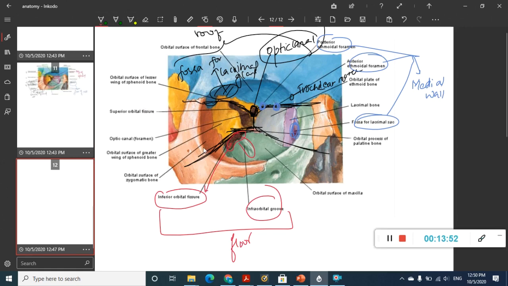Now coming to the lateral wall. In the lateral wall, what do you have? There is a zygomatic foramen. This is not seen here, but somewhere here you have a foramen which is called the zygomatic foramen. This is one thing which is important in the lateral wall.